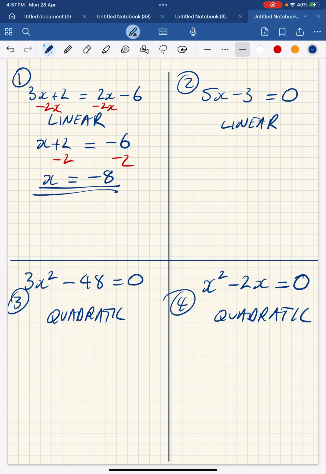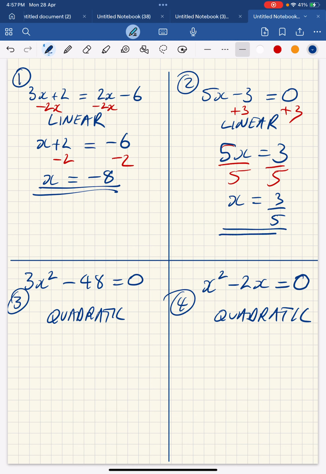Again, I think balancing, right? I think plus 3, 5x equals 3, and then divide by 5, x equals 3/5. Great, we can just leave it like that. You can change it to a decimal, do it on your calculator, but I think we'll try non-calculator. And now over to the quadratic.